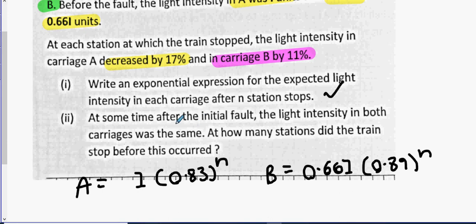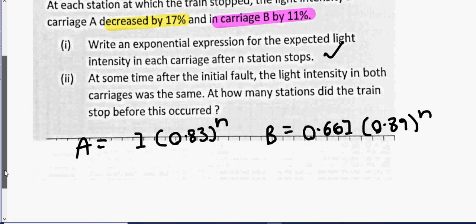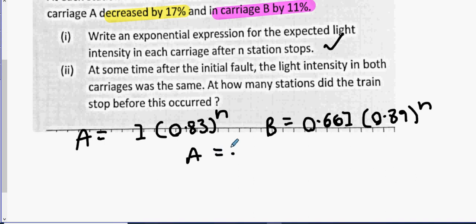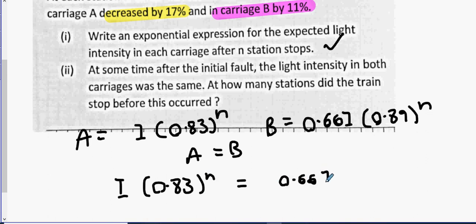Now, at some point after the initial fault, the light intensity of both carriages is the same. At how many stations did the train stop before this occurs? Okay. So what we're going to get here is, we're going to say A equals B, and we're going to log both sides. So 0.83 to the power of n equals 0.66 I times 0.89 to the power of n.